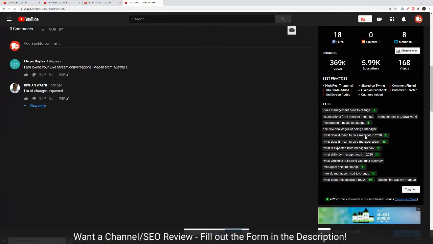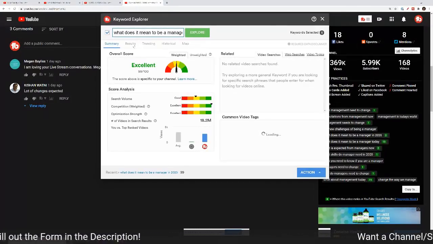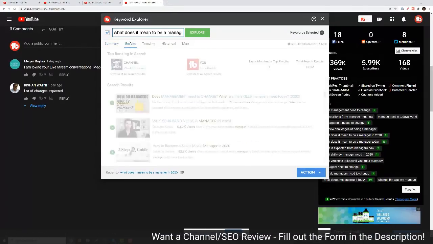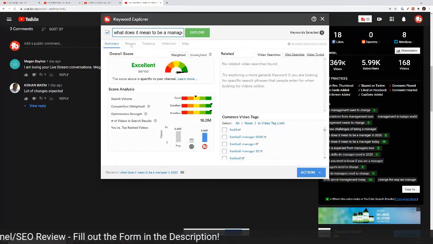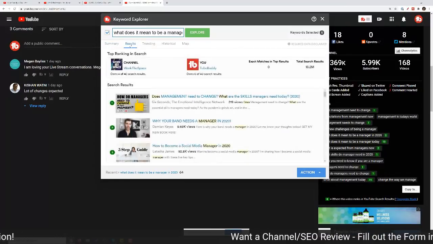Those are huge. I'm curious on what does it mean to be a manager in 2020? Like, this actually has some decent search, and you're ranking #2 for it. So for us, it's excellent because the barrier to entry comparatively for us is we're kind of crushing it. If we go to unweighted, it's still very good.